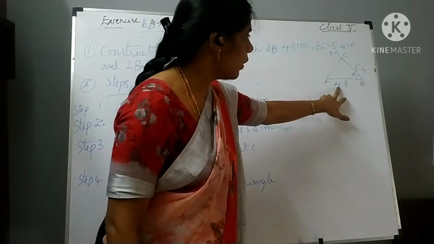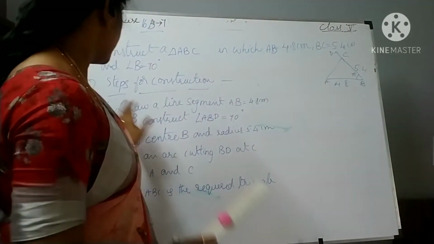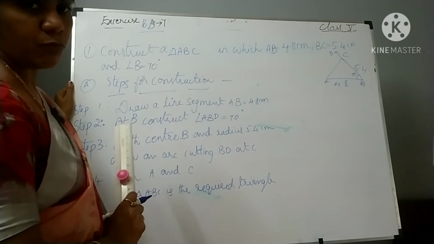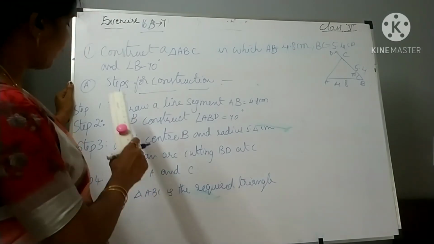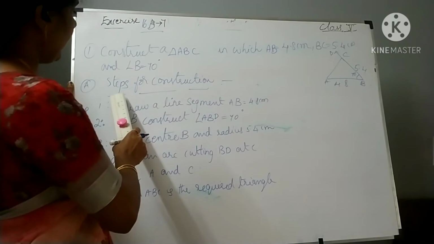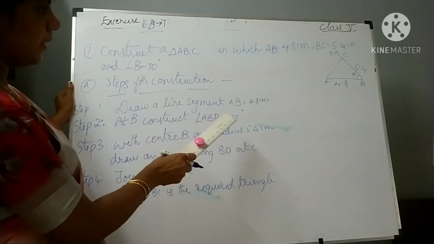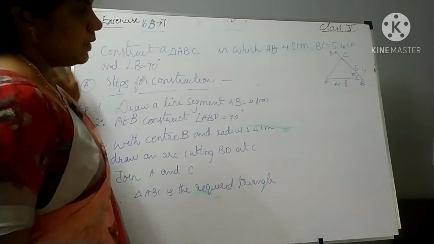First, what do we have to do? We have to draw our baseline. See the steps for construction here. You have to write neatly in the exam also, and write all the steps clearly. Here are the steps for construction. What is step 1? Draw a line segment AB that is 4.8 centimeters.